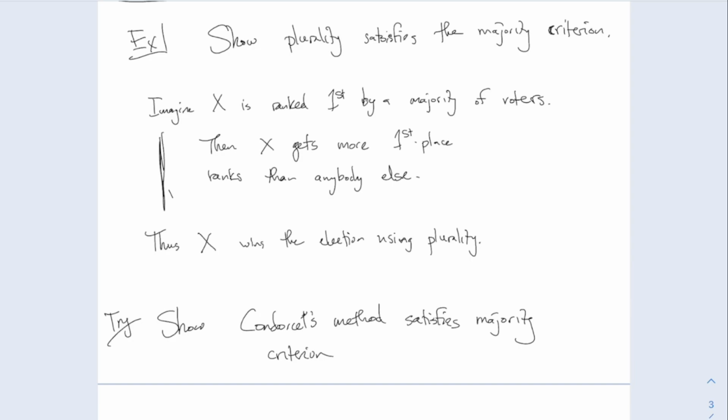Imagine that X is ranked first place by a majority of voters. This time you have to explain why they win using the Condorcet method, which is a totally different method, so it's going to be a totally different reason why they're going to be the winner. But that's what I would like you to think about. I'll walk around and see what you think.